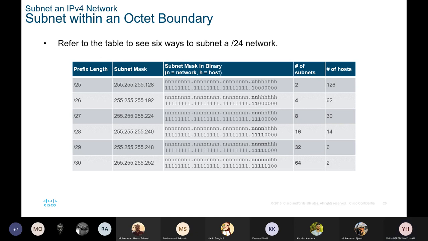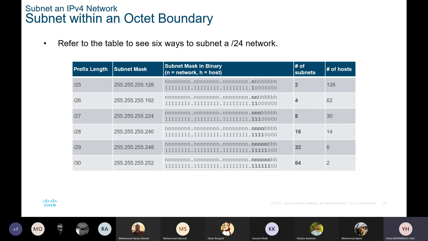For 27, we take three more bits. So how many subnets can we have? 2 to the power 3, 8. And they will start with 000, 001, 010, 011, etc. So we have all together 8 subnets for this prefix 27.